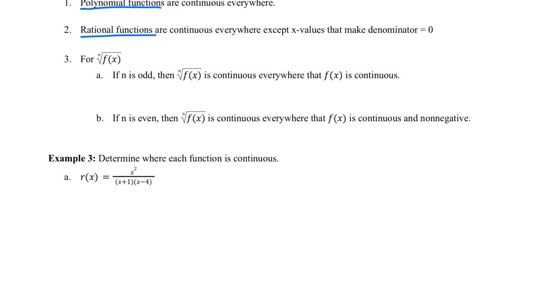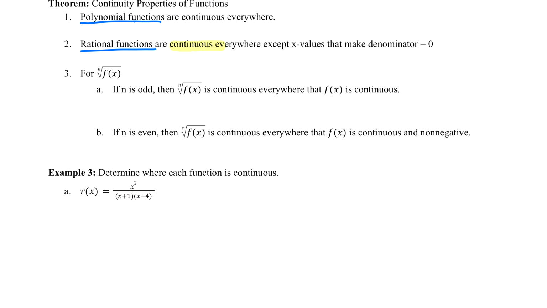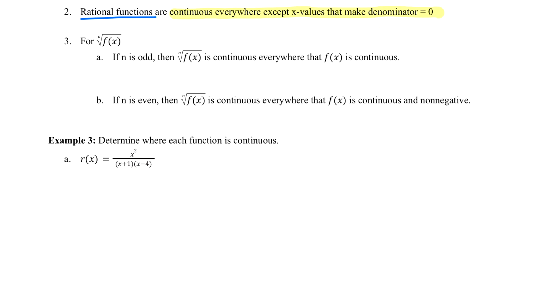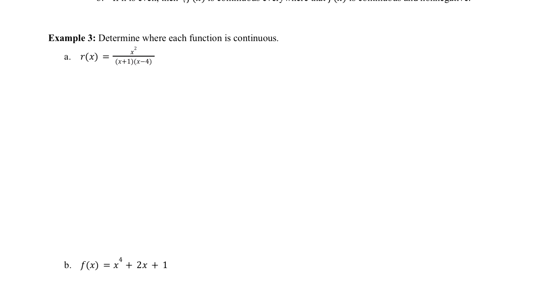Now we said if we're working with rational functions, they're continuous everywhere except for x values that make the denominator equal to 0. And hopefully that makes sense, right? We're not allowed to divide by 0, so we're worried about having 0 in the denominator. So really all we need to do in situations like this is take that denominator and set it equal to 0. So I'm going to take x plus 1 times x minus 4, set it equal to 0, and we'll solve for x. This is nice because it's already factored. You may need to factor this side before we can do anything else, but since it's already factored, we can take each factor and set it equal to 0.